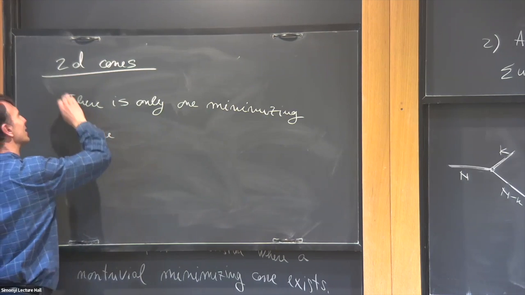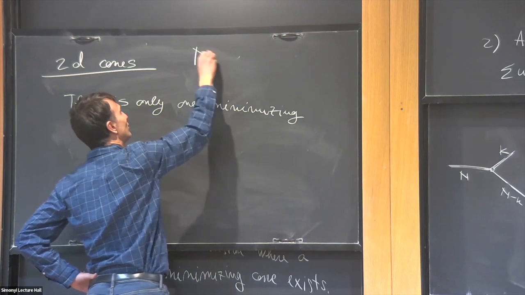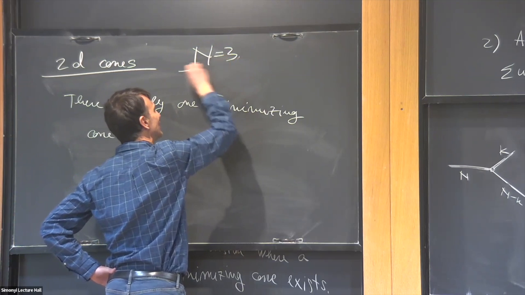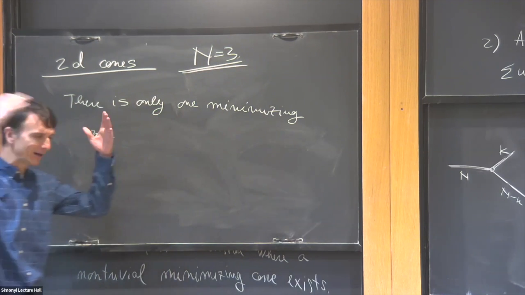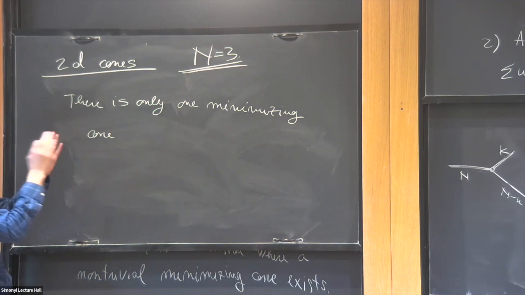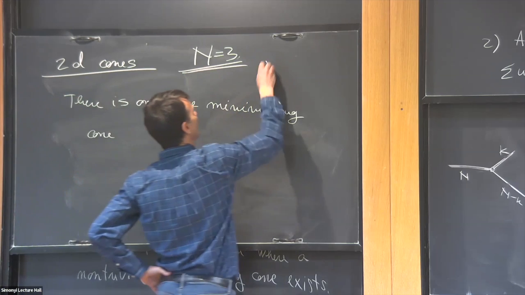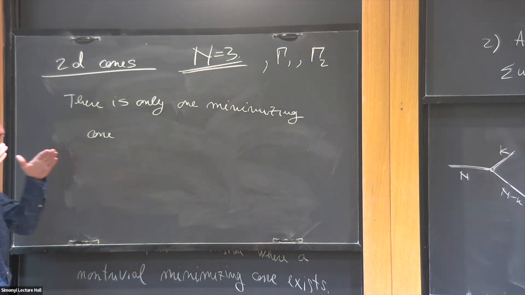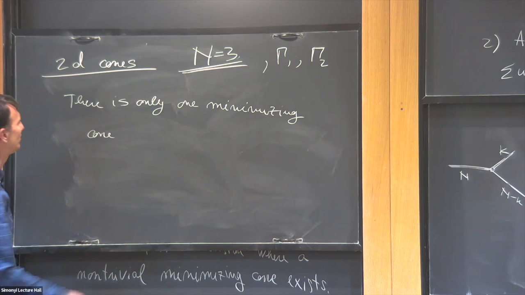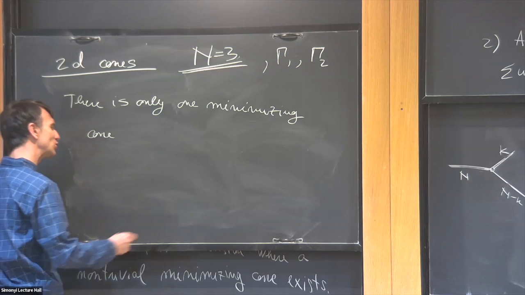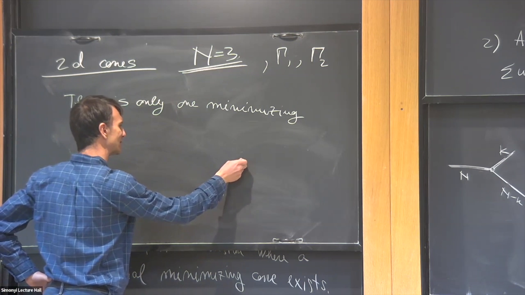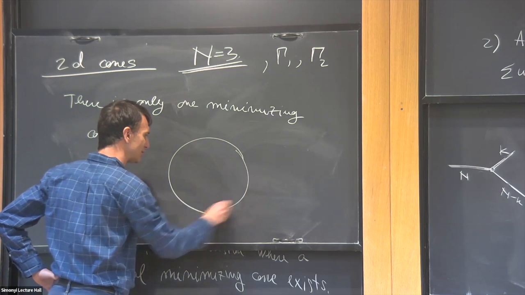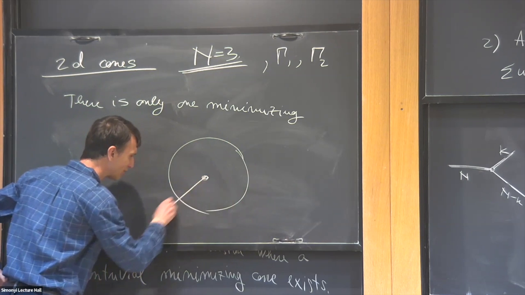Here in 2D cones, I'm assuming that I have just 3 membranes. I cannot do 100 membranes, so just 3 membranes, meaning I have 2 free boundaries, gamma 1 and gamma 2. And I'm interested in the points where these free boundaries actually cross themselves. So I say that happens at the origin. There is only one minimizing cone, which looks like this. So it's actually very rigid. The configuration looks like this.